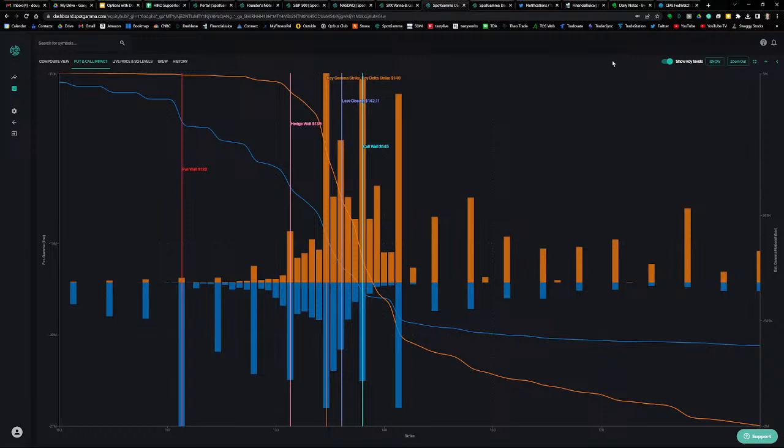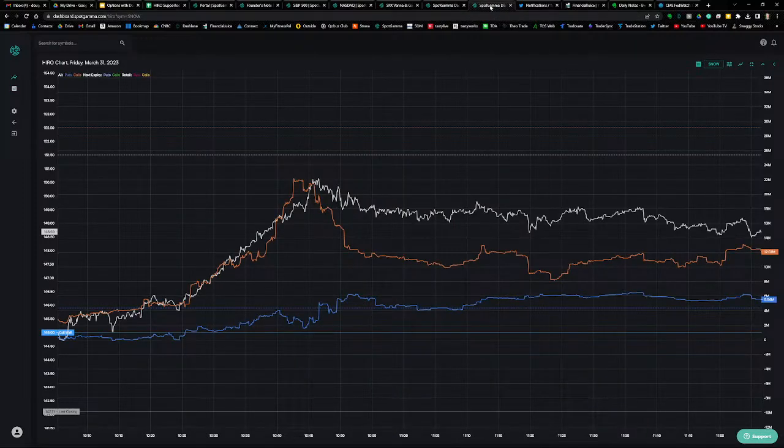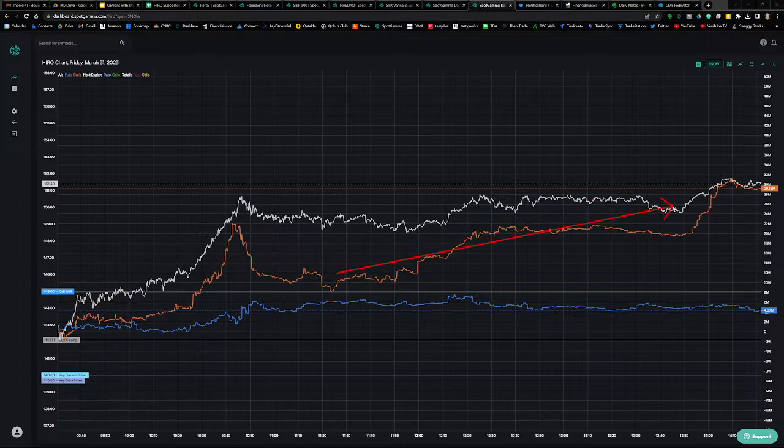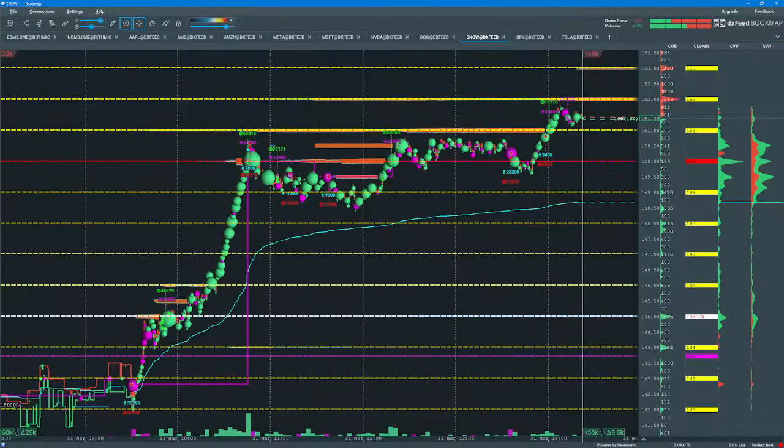All right, let's take a look at Hero again. So here we are, and again, call buyers dominating up to the 150 level. And now they've come in again, and prices moving higher. Let's go to Bookmap. So there's Snowflake, definitely bullish order flow. Look at all the green dots.